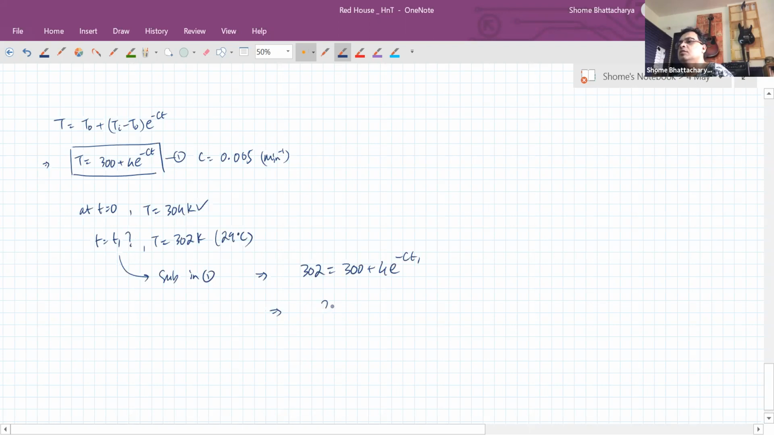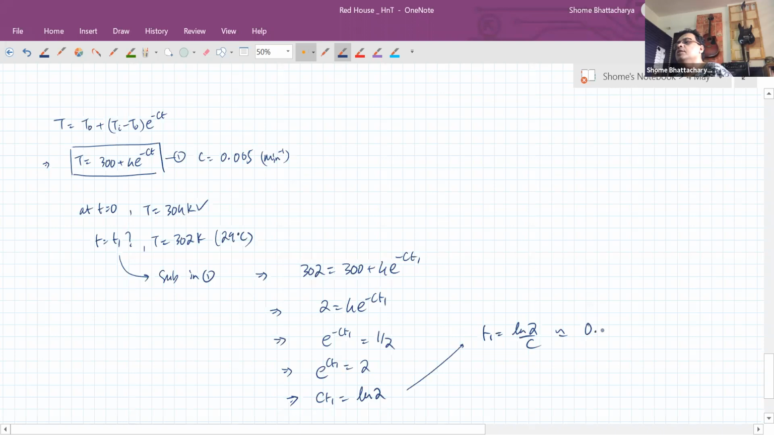So as you can see that 2 is equal to 4 e raised power minus Ct1, or e raised power minus Ct1 is equal to half, which means that e raised power Ct1 is equal to 2, which means that this is natural log of 2. So T1 should come out to be ln2 divided by C. So that is approximately 0.7 divided by 0.005. And now this answer will be in minutes.